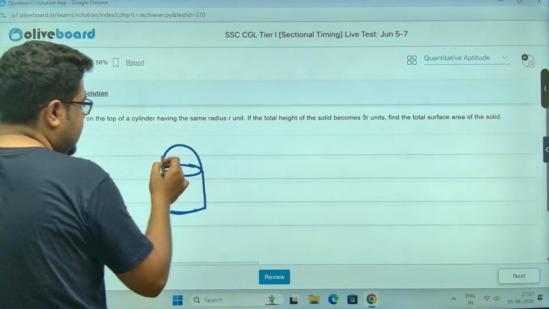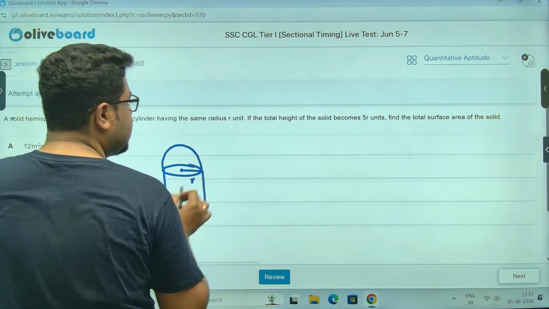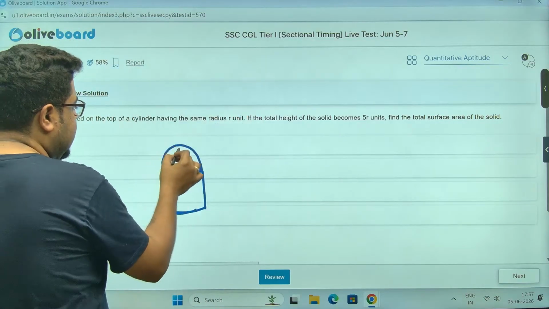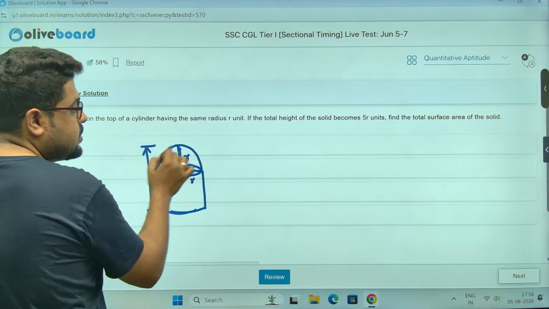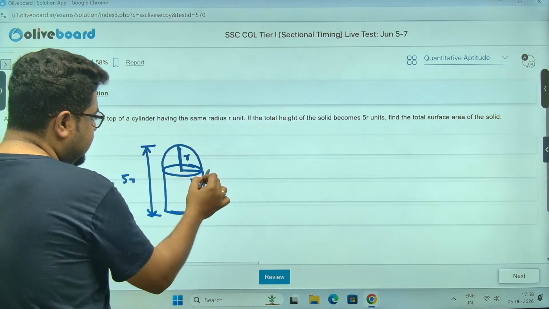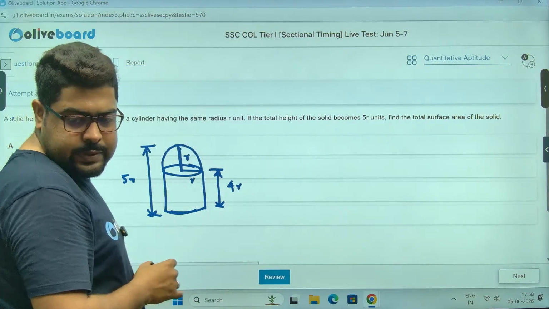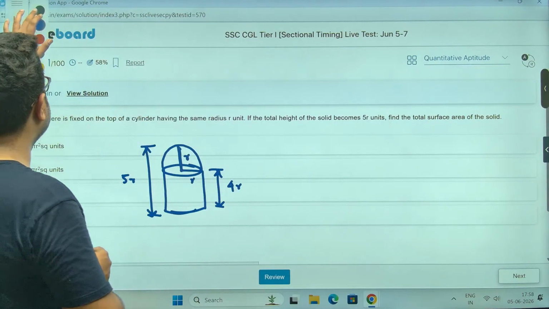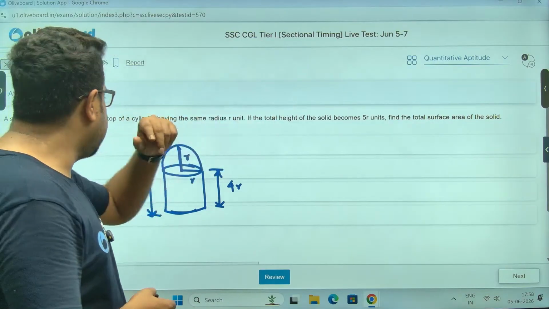It's like this. A hemisphere, the radius is r units. The total height is, so this is also r. Total height is 5r, given. So that means the height of the cylinder must be 4r, because this is r. Now, if that is the situation, sir, what are they asking? The surface area of the solid.